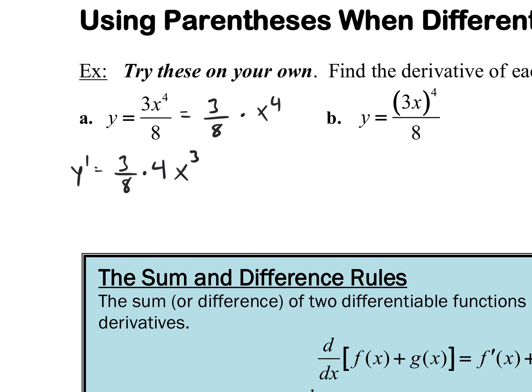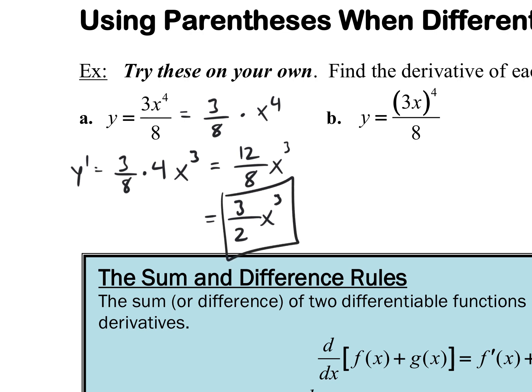To the 3rd, okay? Which if I multiply across, this is 12 over 8, x to the 3rd, which you could write as 3 over 2x to the 3rd power. Okay, you could rewrite this also as 3x to the 3rd on top and 2 on the bottom. That's fine as well.